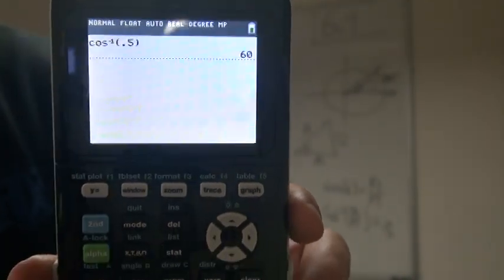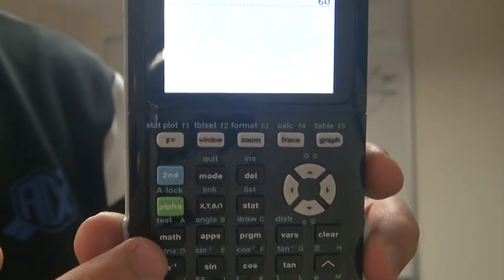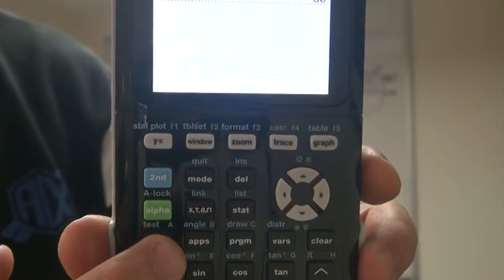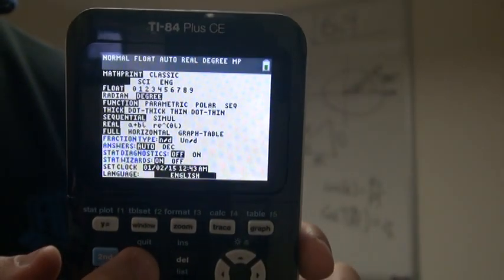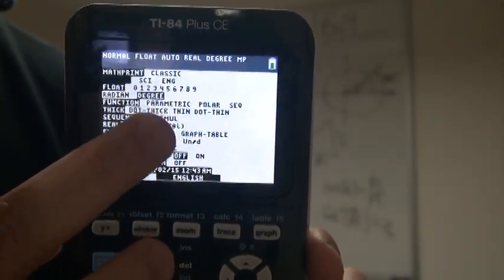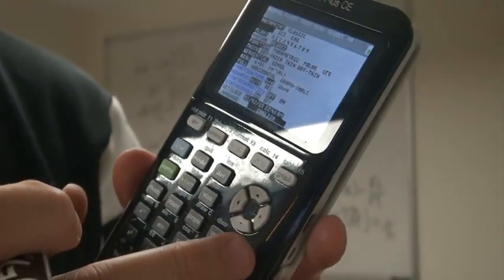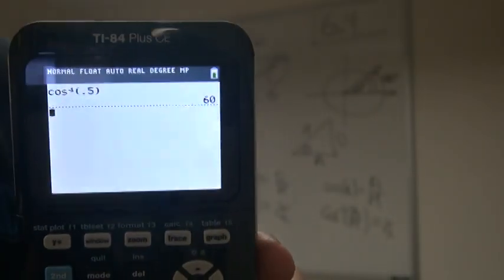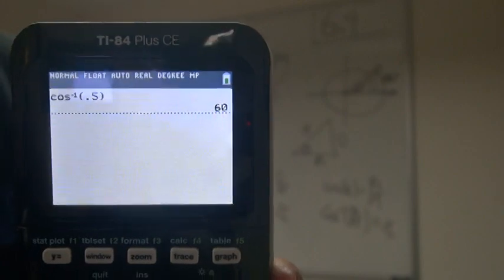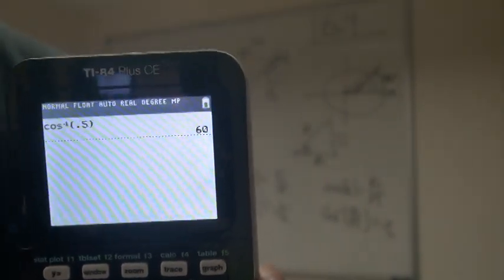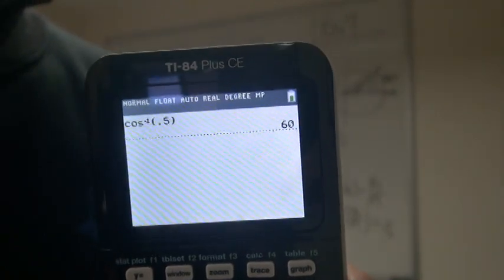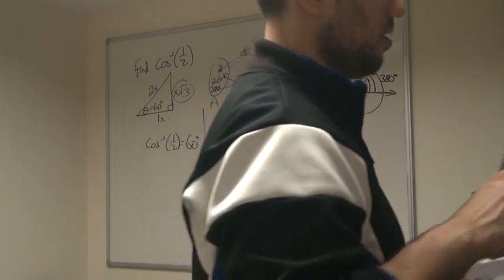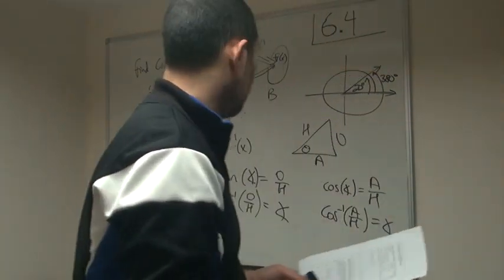Again, that's assuming that your calculator is in the right mode. So if you go to mode, where is it? Right here. If we go to mode, I'm in degree mode. That's why it gave me 60 degrees. If you were in radian mode, you would get a weird decimal because 60 degrees is pi over 3. So it would do 3.14 divided by 3. Okay? So we can use our graphing calculators to help us here.